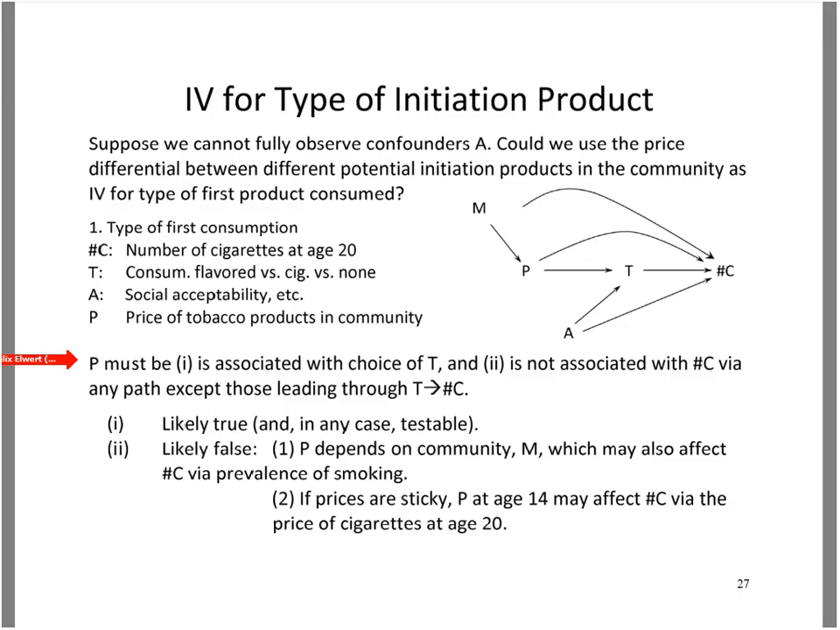Now, if we change the outcome and asked what's the effect of any smoking at age 20, we'd have an odds ratio. And if our question would be, what's the effect of choosing flavored versus nothing versus conventional tobacco at age 14 on the duration of maintaining the smoking habit, then we would likely have a duration outcome and use hazard ratios.